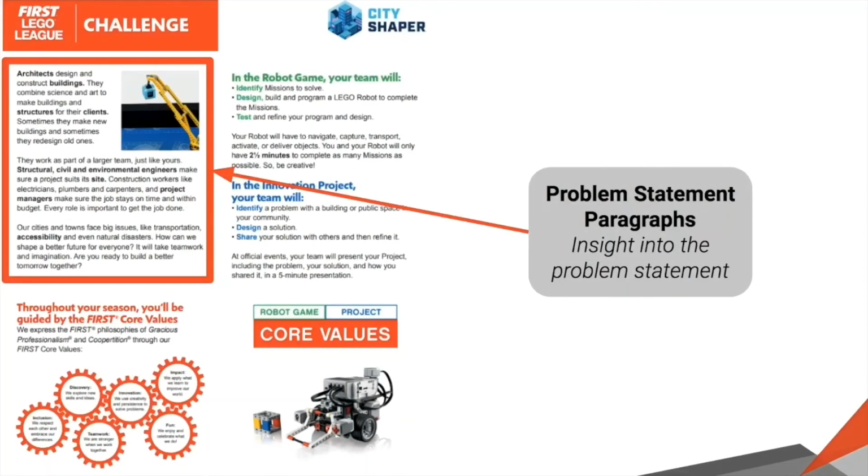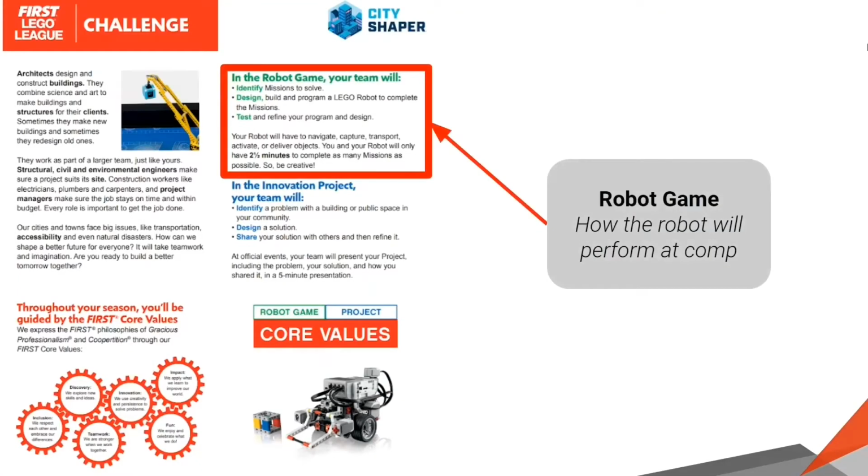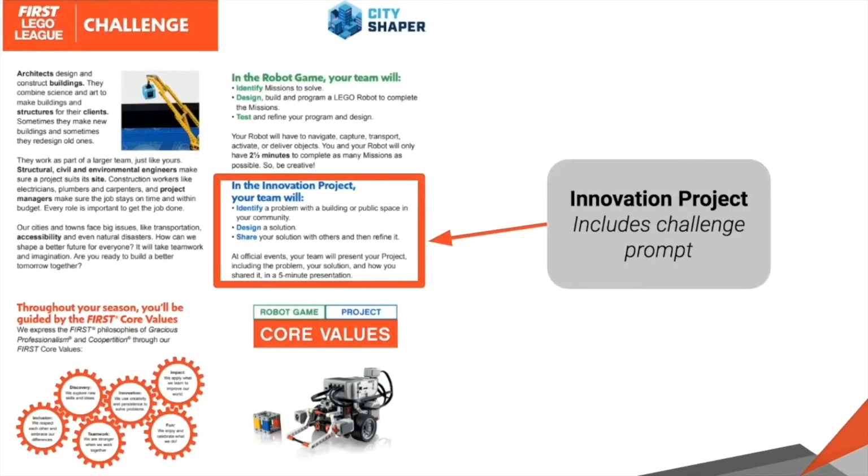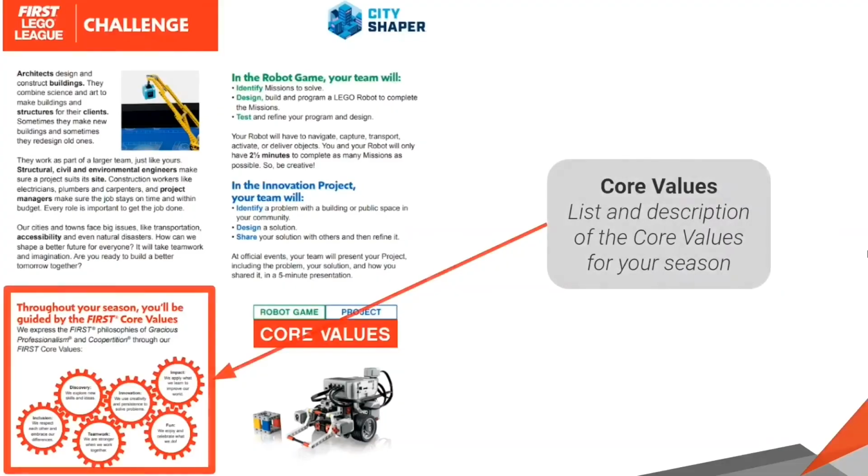At the top left, we get more insight into the problem statement. Pay attention to these bolded words, as they may help you in brainstorming solutions. Here on the top right, we're given some information on the robot game, which is when your robot is actually performing at competition. Just below that, we get some details on the innovation project, including the project challenge prompt for your theme. At the bottom of the page, the core values for your season are listed along with their descriptions. Feel free to use the challenge guide as a resource.